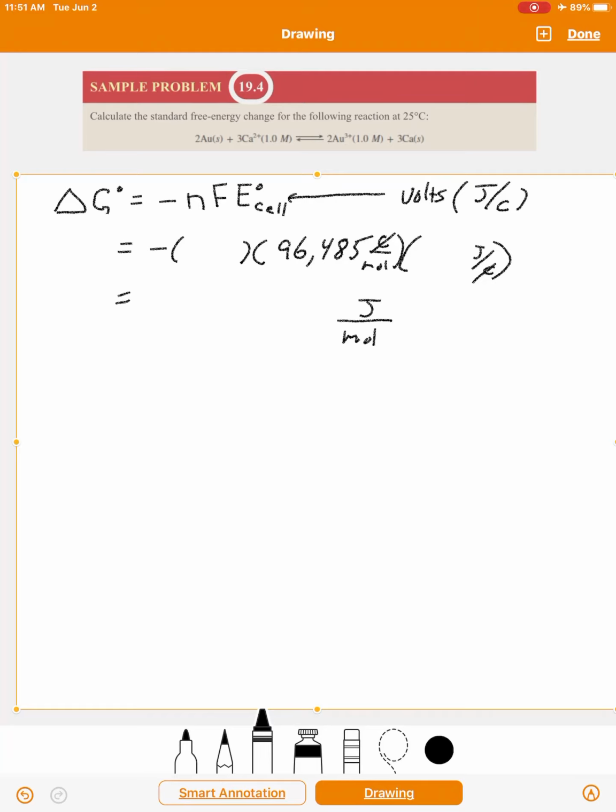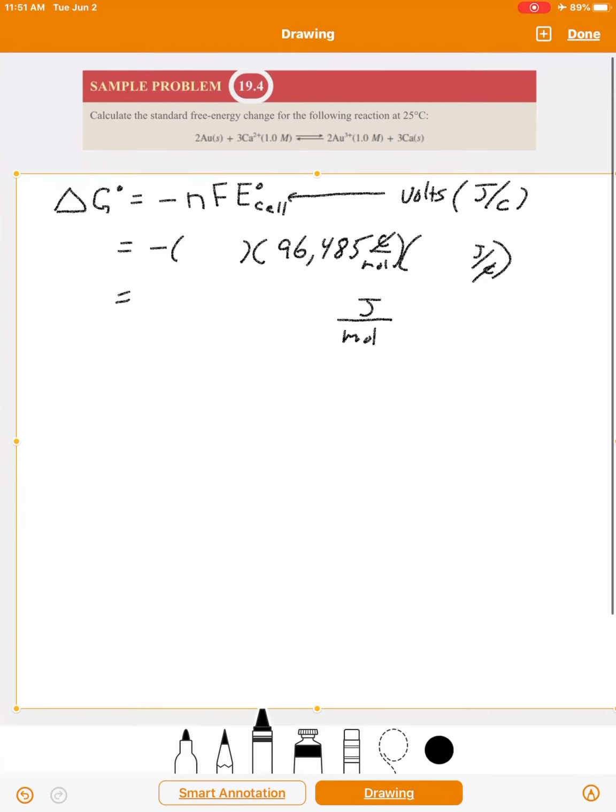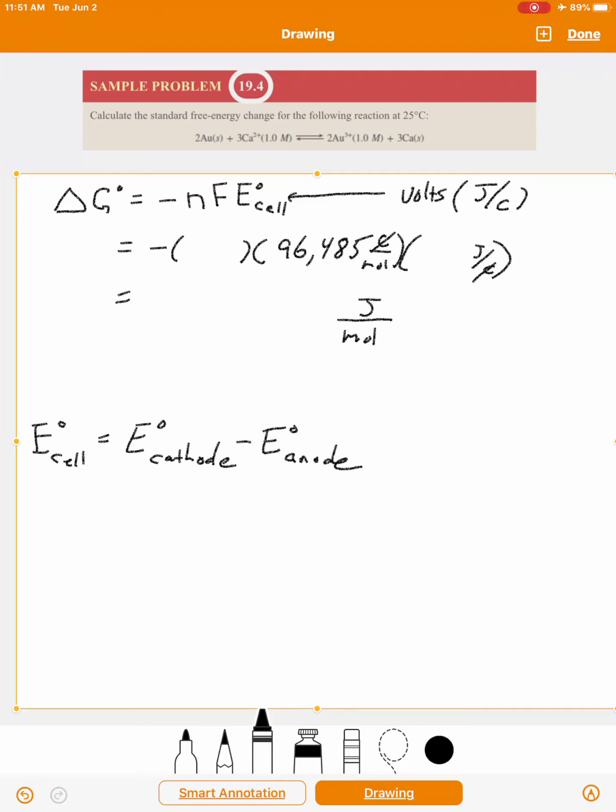The next step then is to figure out what the cell potential is. And this goes back to the earlier sections. The cell potential is equal, we're going to do standard conditions, to the standard cathode reduction potential minus the standard reduction potential of the anode. Okay, we learned how to do that in section 19.3. So one of the issues that we're dealing with here is we have to figure out which one's the cathode and which one's the anode. So here's how we're going to do it. We're going to take the overall equation and split it into 2 half reactions.